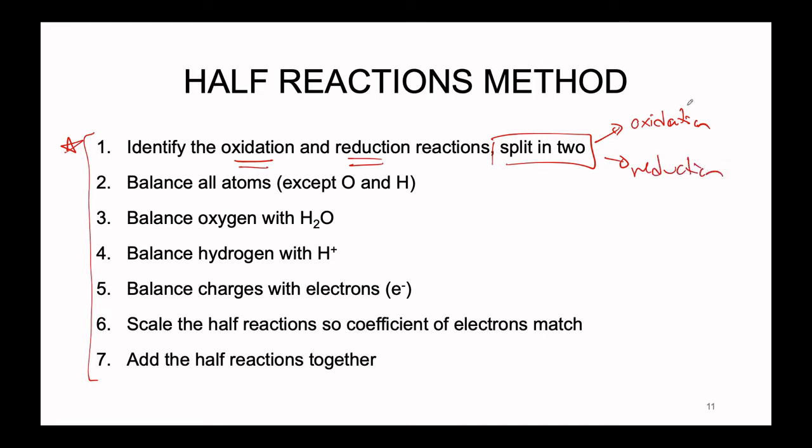The reason why we split these up is it becomes easier to keep track of electrons if we're just looking at, okay, we have, let's say, lithium here, and we know that it loses 1 electron.